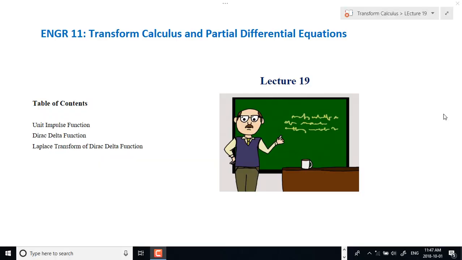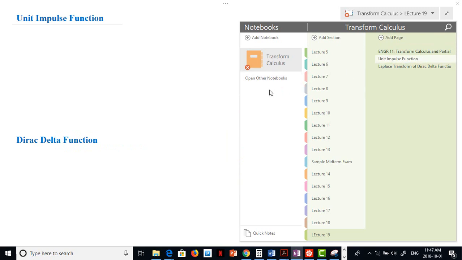In this lecture, I want to talk about the unit impulse function. We're going to define this function. Then we talk about the Dirac delta function. And at the end, we want to find the Laplace transform of the Dirac delta function. So first we have to know what the unit impulse function is.